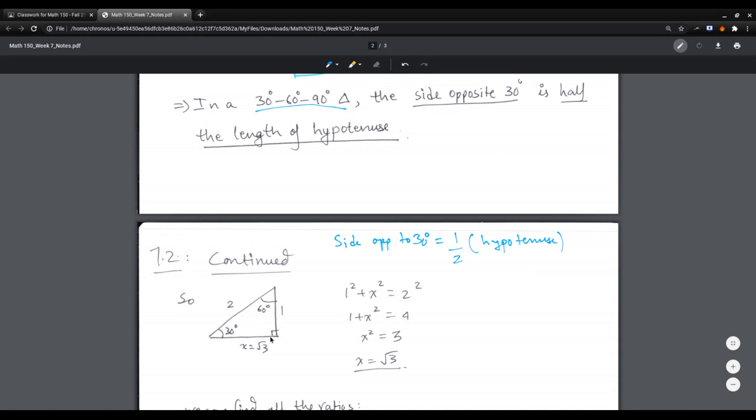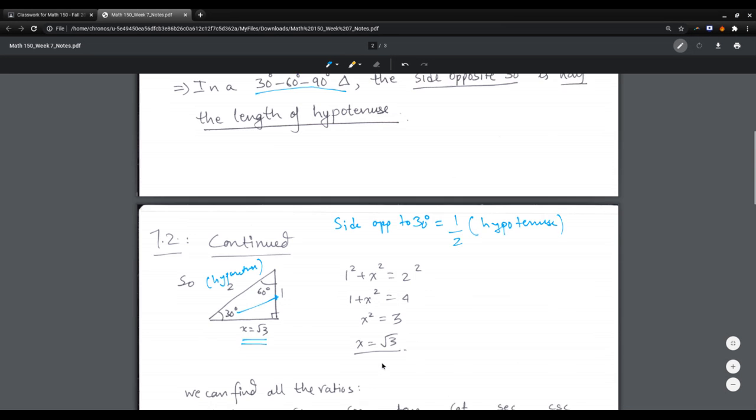So we make a 30, 60, 90 triangle. We let the side opposite 30 be 1. That means the hypotenuse has to be 2. Why? Because half of 2 is 1. Then we can use Pythagoras to find this unknown side, and it comes out to root 3.